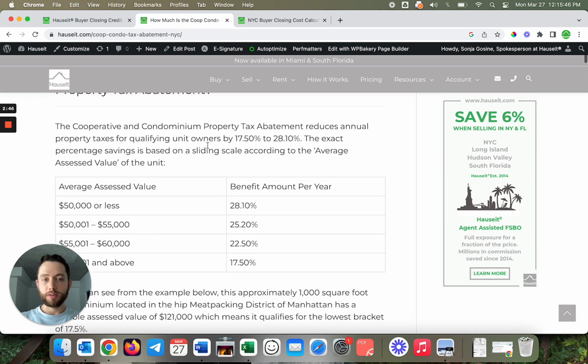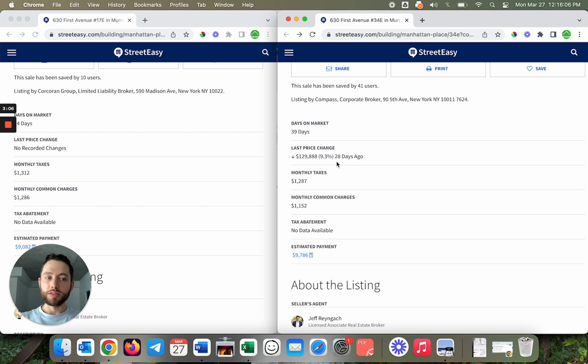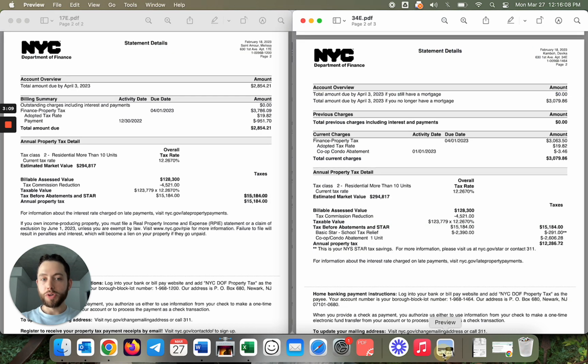But essentially what the condo co-op tax abatement does is it can reduce your property taxes by anywhere from 17.5% to 28.1%. But this abatement is based on the individual person in the apartment qualifying for the abatement. And this is the very reason why we are actually seeing the phenomenon that 34E is paying less in taxes. The reason is that the person in 34E is qualifying for a number of various reductions in their property tax bill. And that would explain why the headline rate on the listing is actually lower.